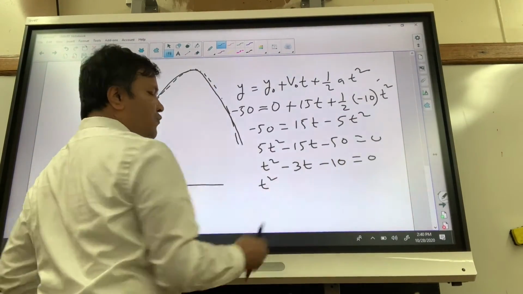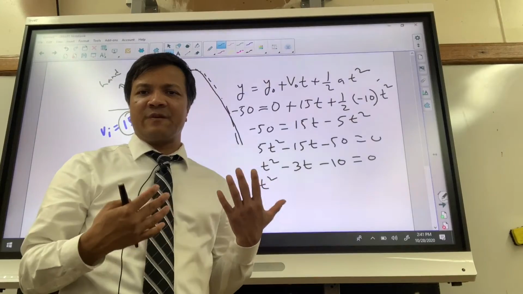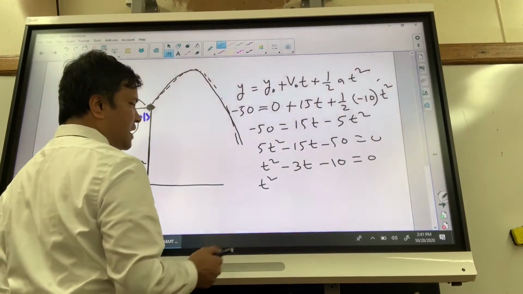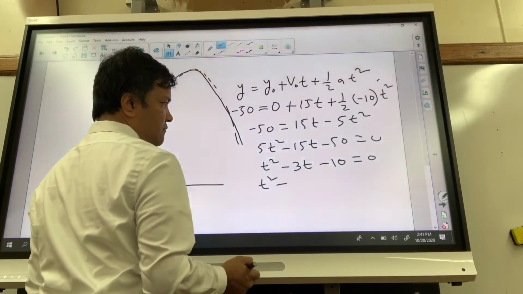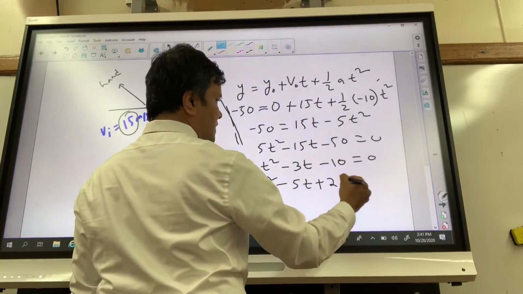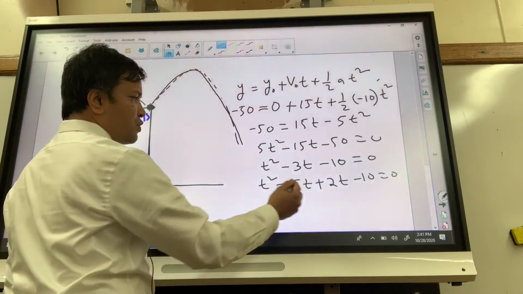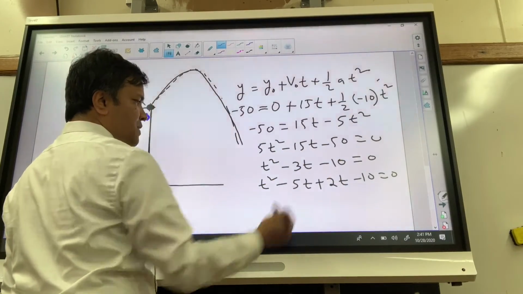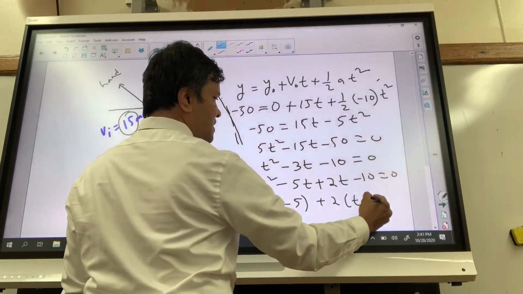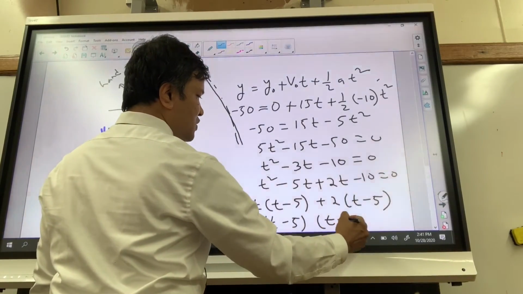All right, so we have to find two numbers whose product is negative 10 and sum is negative 3. Which two numbers give me a sum of negative 3 and a product of negative 10? Very simple: negative 5 and 2. You see that the sum of these two numbers is negative 3, and the product of these two numbers is negative 10. So t minus 5 and t plus 2. Okay, so I have t minus 5 times t plus 2.